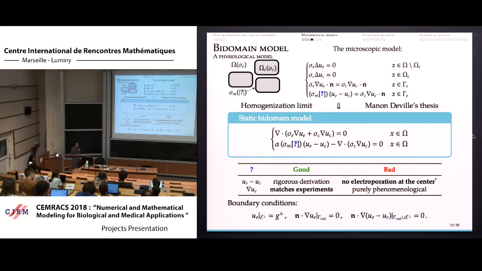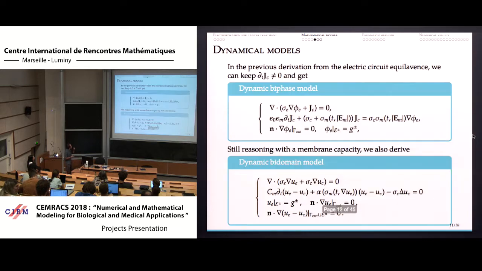Okay, I think now we can talk about dynamical versions of these models. I think there's not too much to say, but basically here the idea is not to forget about the capacitive effect of the membrane and to keep this time dependency term. Otherwise, it's the same equation, and the same for the B-domain model.